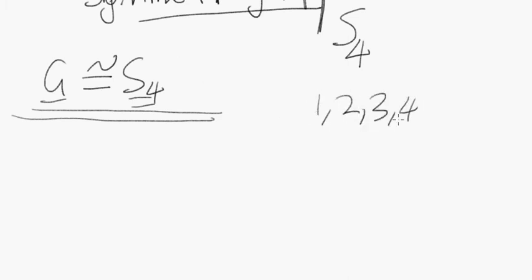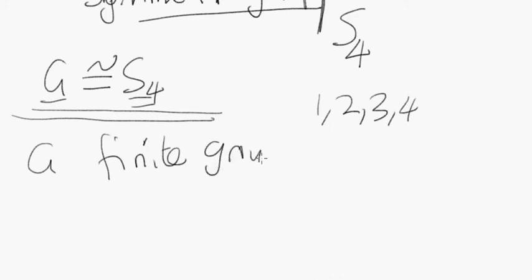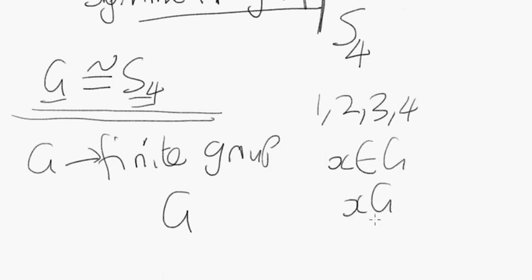But the question can be asked generally. If G is a finite group, let's start with that, is it true that if we pick any group G and we pick some element x of G and we look at xg, well, first of all, is it true that xg is always a permutation of the group G? That would be the first question.